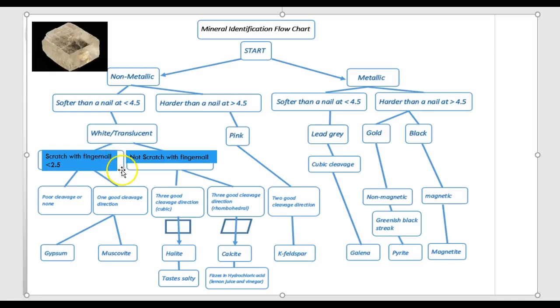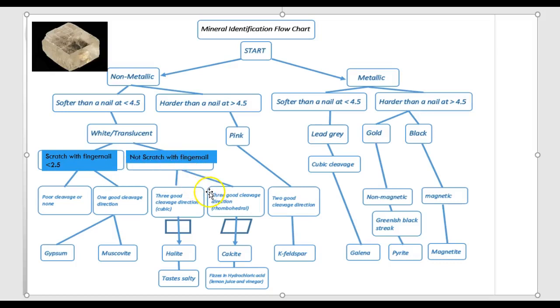We're going to do another scratch test. This time we're going to use our fingernails. Fingernails are an average around a 2.5 on the scale. So we're going to see if we can scratch it. If it's softer than our fingernail, we're going to be able to put a scratch in it. And if it's harder than a fingernail, we're not going to be able to scratch it at all. So looking at this sample, we can't scratch it with our fingernail.